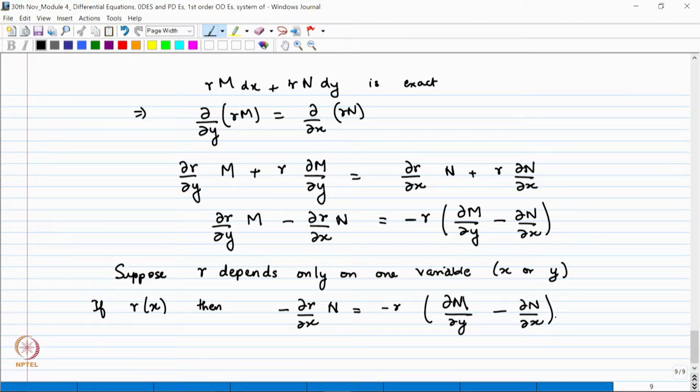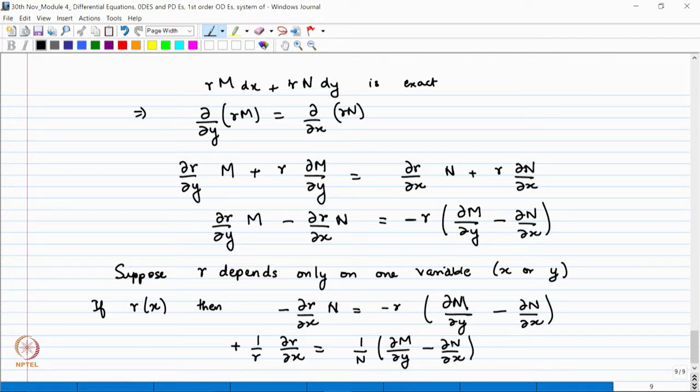Since r is a function only of x, let us take it to the left. So I can write this as 1 by r dou r by dou x is equal to 1 by n times dou m by dou y minus dou n by dou x. This is a very convenient form to write. Remember, we said that the quantity in the parenthesis, dou m by dou y minus dou n by dou x, is equal to 0 if m dx plus n dy is an exact differential. But since m dx plus n dy is not an exact differential, this is not equal to 0.